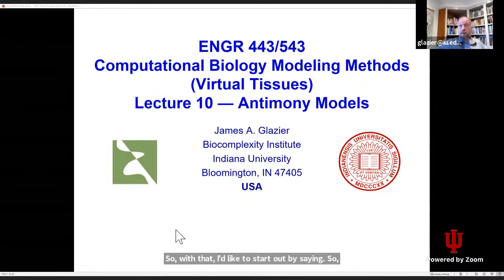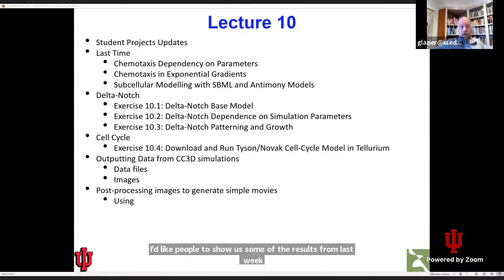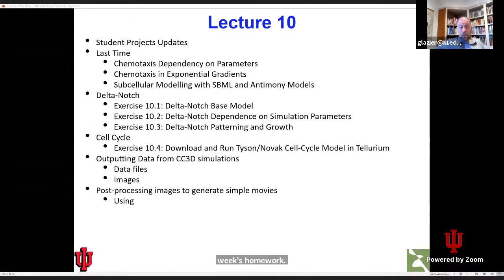So with that, I'll start out as usual with the student project updates, and then we will review a little bit of the chemotaxis work. I would have liked to do it last week, but not everybody had handed in their homeworks. I'd like people to show us some of their results from last week's homeworks, in particular the dependence of some of the chemotaxis properties on CompuCell parameter values. I think that could be interesting, so I'd like to go around the room and get some input on that.